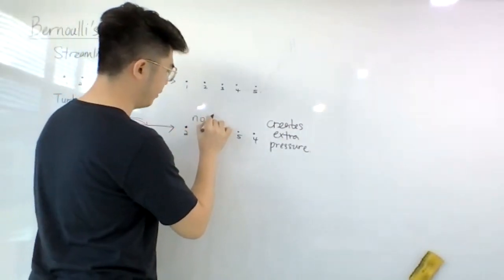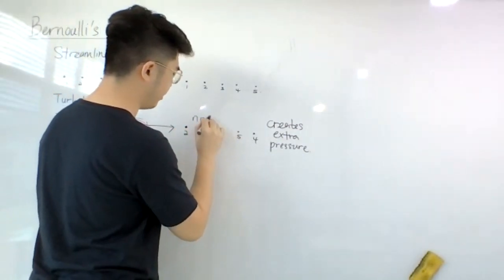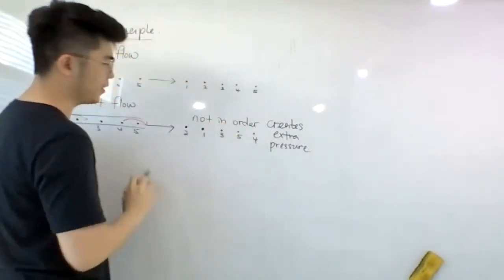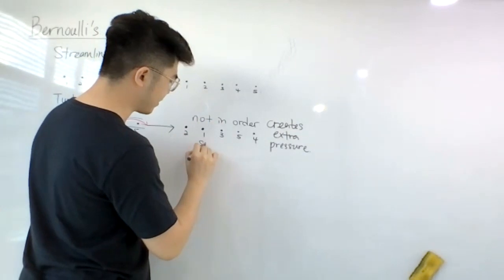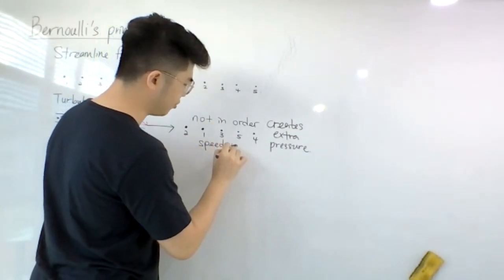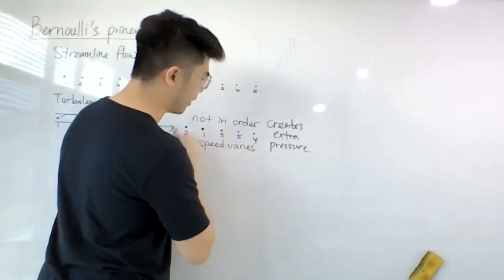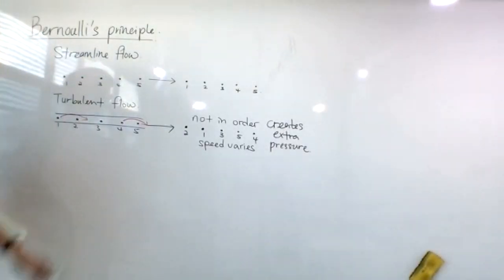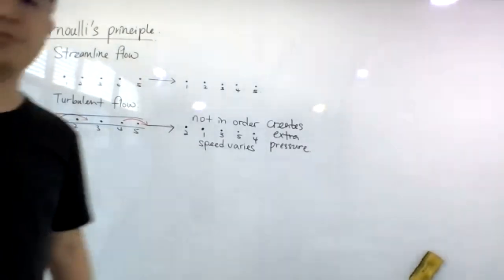Okay, and then the nature of the flow is that it will not be in order. What about the speed of the particle? The particle speed varies from one molecule to another. Okay, so that is turbulent flow. Now, what about streamline flow?